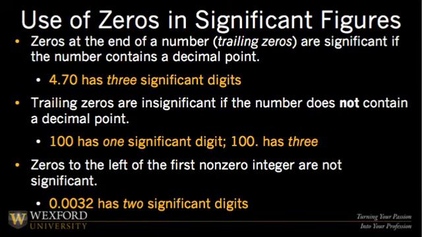Now looking more specifically at the use of zeros in significant figures, we see that zeros at the end of a number, trailing zeros, are significant if the number contains a decimal point. So for example, 4.70 has 3 significant digits. Trailing zeros, however, are insignificant if the number does not contain a decimal point. So 100 has 1 significant digit, while 100 point has 3. Finally, zeros to the left of the first non-zero integer are not significant. So 0.0032 only has 2 significant digits.